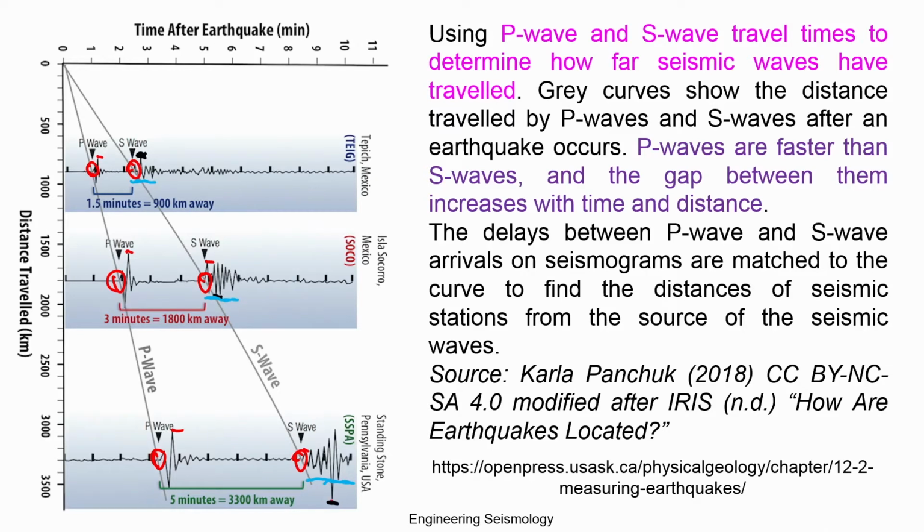As we know, the P waves are faster waves which arrive first, and the S waves arrive later. The S and P wave time difference determines how far the seismic waves have travelled from the seismic station. So, the delay between the P and S wave arrivals on the seismogram is matched to the curve to find out the distance of the seismic station from the source of the seismic waves. This particular plot has been taken from the website given here, so you can also verify the website for more information.